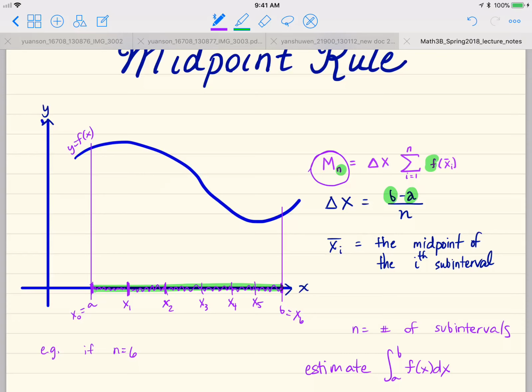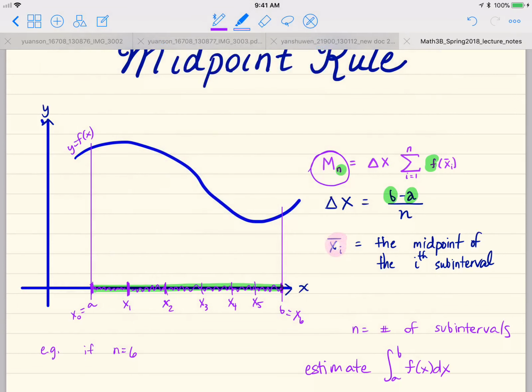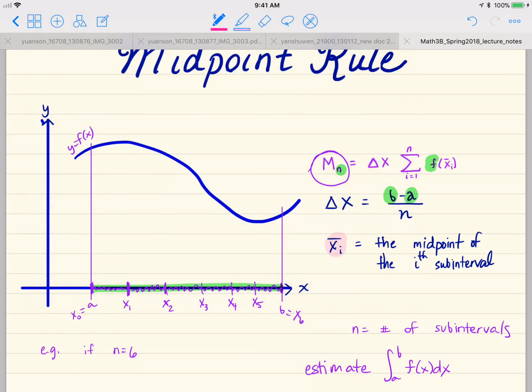Okay? Now, for our formula, if you look over here, we've got x i bar, right? So what is x i bar? x i bar is going to be the midpoint of the ith subinterval. So x1 bar is the midpoint of the first subinterval, so it'd be about right here. x2 bar is the midpoint of the second subinterval, right? x3 bar, x4 bar, x5 bar, x6 bar.